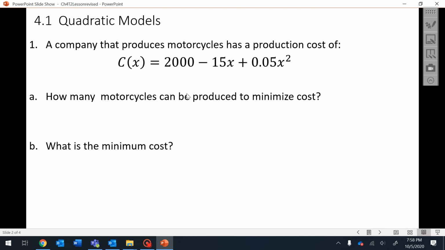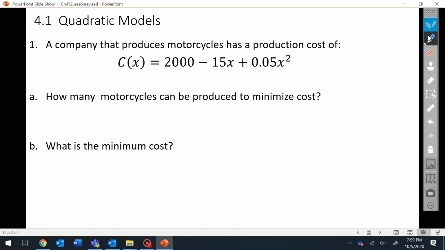So if we look at number 1, a company that produces motorcycles has a production cost of, and then we're given a function. Now remember, the c of x can just be y is equal to, so you don't need to leave it as c of x, it can just be y. Now this does need to be in standard form, so that we can have y is equal to ax squared plus bx plus c, so we can identify the a, b, and c. So the x squared needs to come first, so we got 0.05x squared. The x needs to come next, so we got minus 15x, and then the constant will come last, so we got plus 2,000.